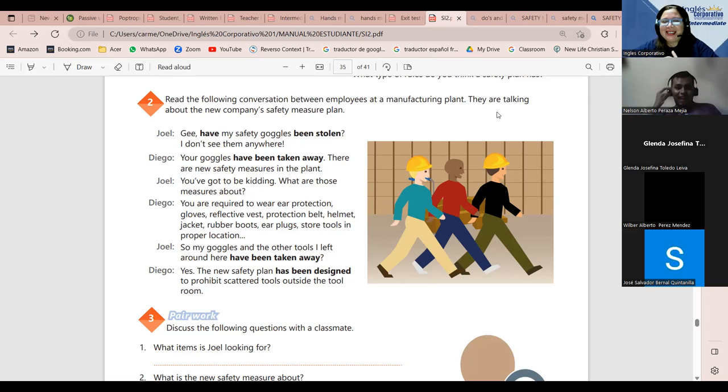Okay, G, have my safety goggles been stolen? I don't see them anywhere. Your goggles have been taken away. There are new safety measures in the plant. You've got to be kidding. What are those measures about? You are required to wear ear protection, gloves, reflective vest, protection belt, helmet, jacket, rubber boots, ear plugs, store tools in proper locations. So my goggles and the other tools I left around here have been taken away? Yes. The new safety plan has been designed to prohibit scattered tools outside the tool room. Okay. Thank you very much.